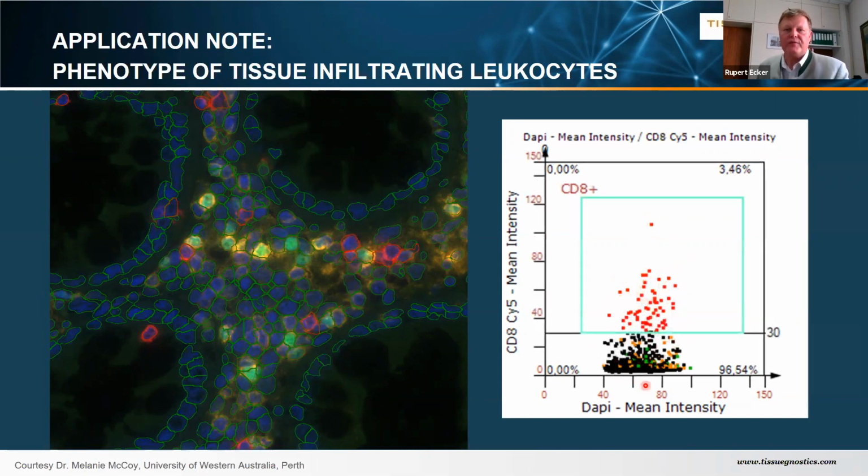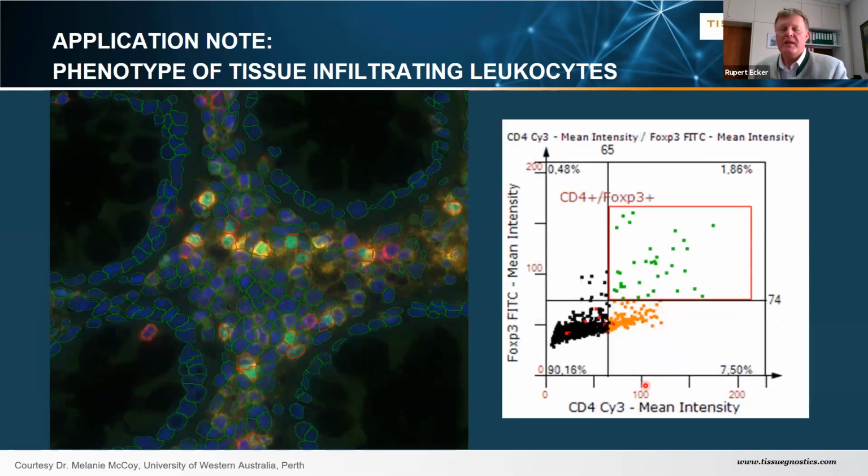The same can be done for CD8 cytotoxic T cells, and ultimately for the CD4 FOXP3 double positive cells, in order to determine co-expressions. And obviously this can be done with any marker combination. This is just one example which is relevant for the immune phenotyping. But the determination of co-expressions, molecular co-expressions on the single cell level, is inherent to the TissueFAXS technology.